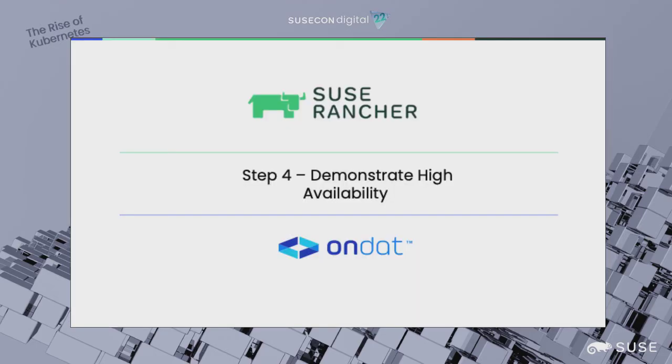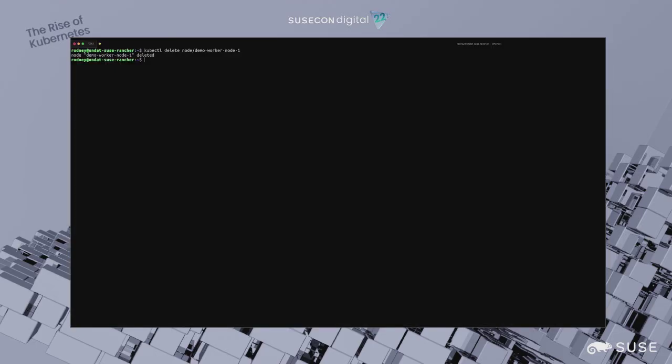Demonstrate high availability. To demonstrate Ondat's high availability capability, we're going to simulate a node failure by deleting worker node 1 where the master volume resides. Once deleted, you can check that the node no longer exists in your cluster. It may take some time for your MongoDB stateful workload to recover and reinitialize its pods on the new node.